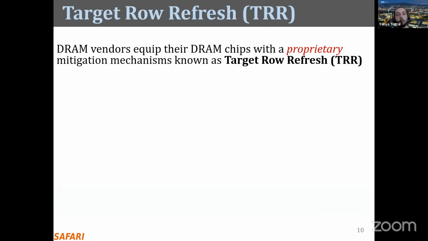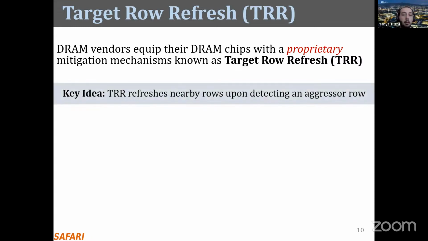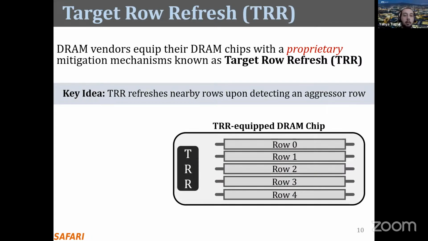To protect their DRAM chips, DRAM manufacturers implement proprietary mitigation mechanisms known as target row refresh, or TRR. The key idea of TRR is to refresh nearby rows, victim rows, upon detecting a potential aggressor row. Let's look at how TRR operates at a high level. The TRR mechanism detects an aggressor as a result of repeatedly activating and precharging the same row.